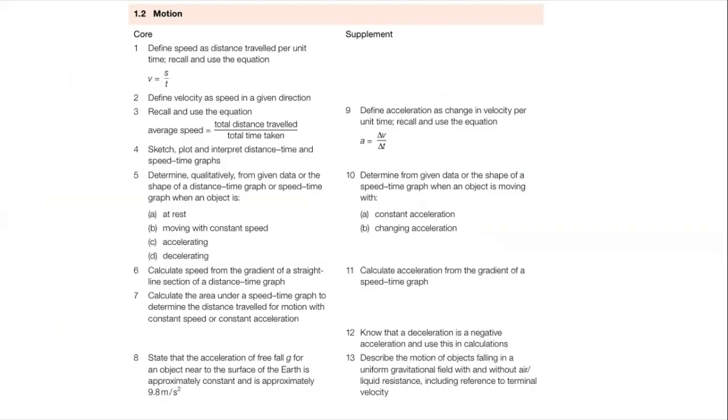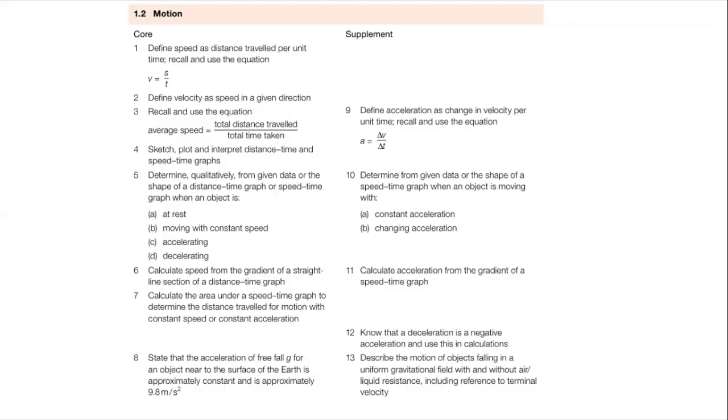First one, define speed as distance traveled per unit time. Recall and use the equation v = s/t, where v is the speed, s is the distance, t is the time. Second one, define velocity as speed in a given direction. Third one, recall and use the equation average speed = total distance traveled divided by total time taken. Fourth one, sketch, plot and interpret distance-time and speed-time graphs.